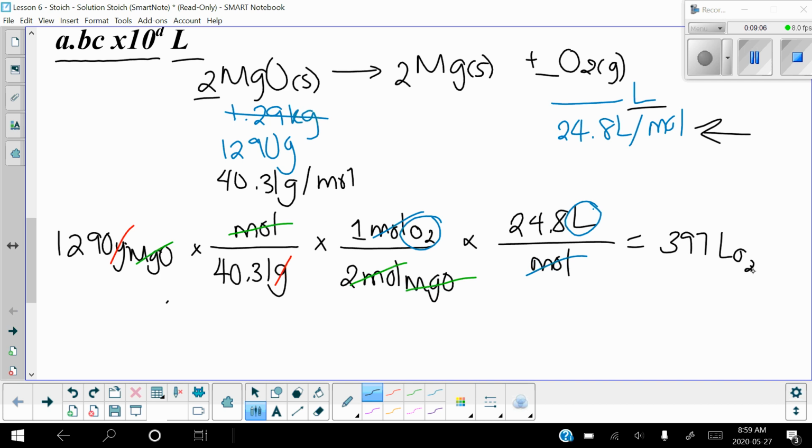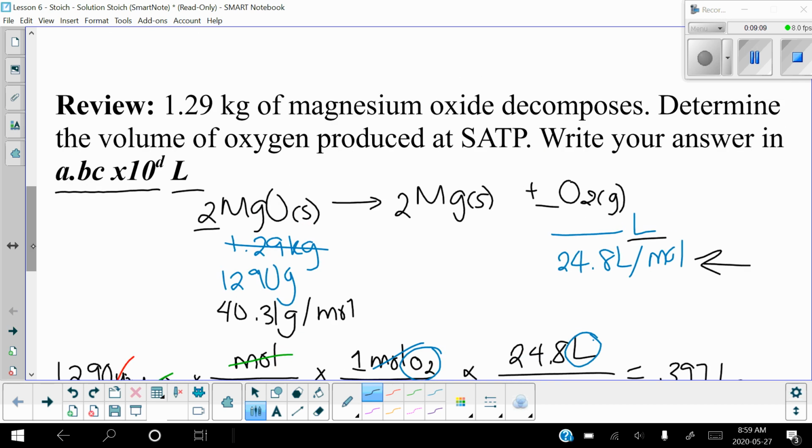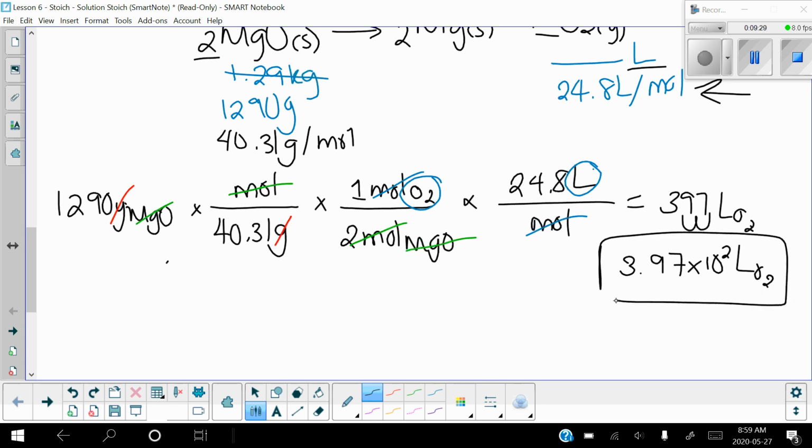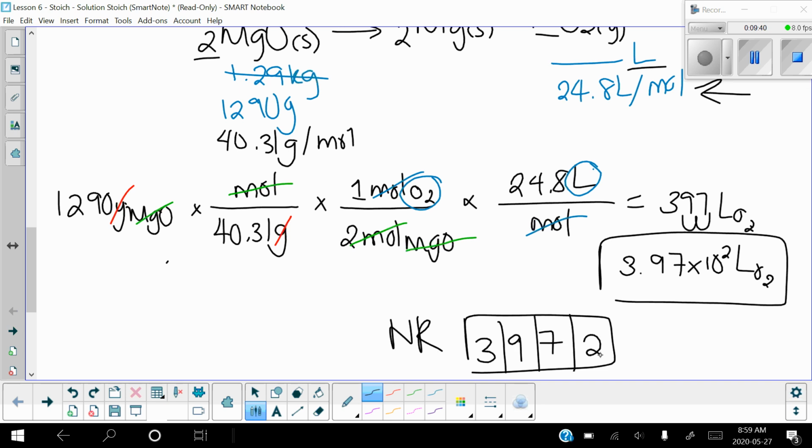Now it wants our answer to be in AB.C times 10 to the D liters. So that would be 3.1297 times 10 to the 2 liters of oxygen gas. If I were to take this and write a numeric response with it, that would indicate that there are 4 digits. That would be 3972. Notice how I've put no decimals in this. I have just directly transferred the numbers.